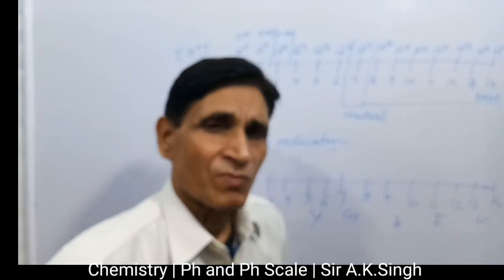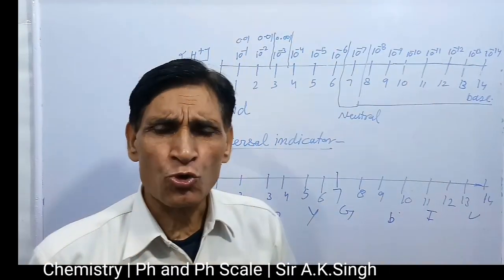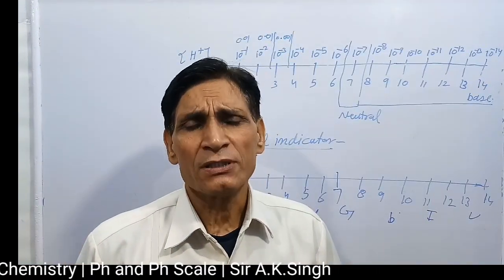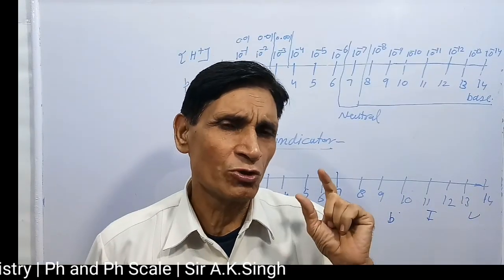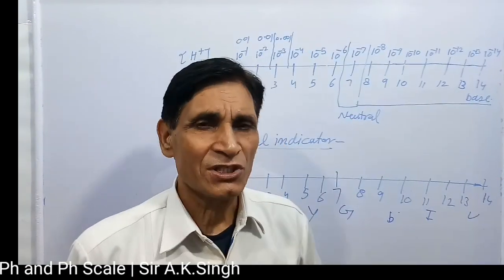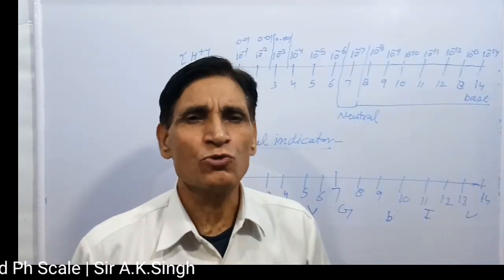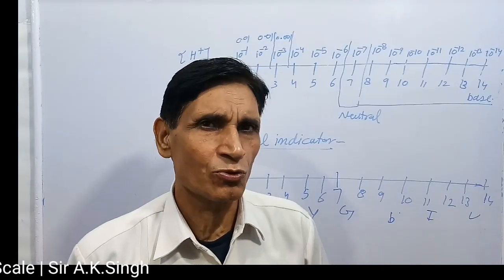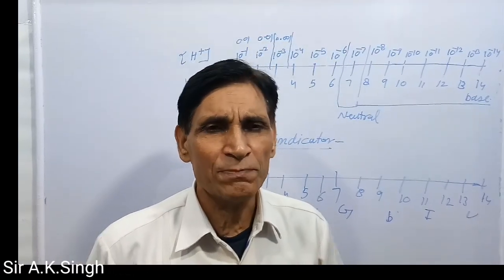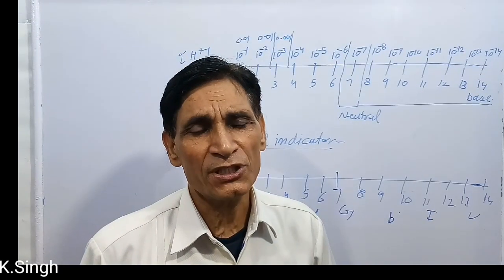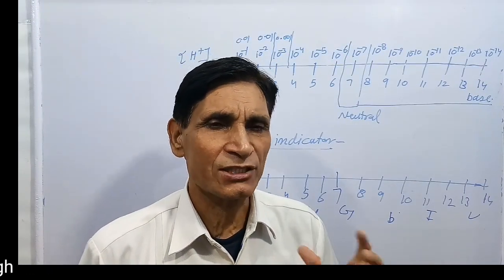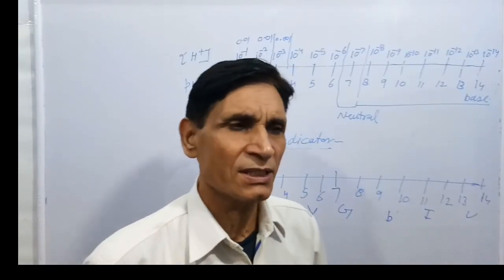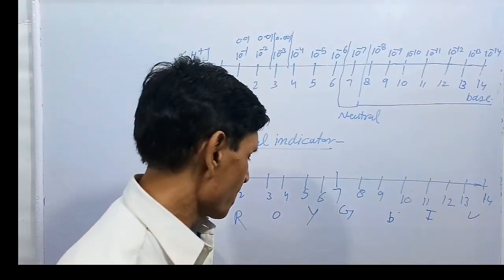pH paper. A paper strip soaked or impregnated with universal indicator is called pH paper. It is used for measuring the pH of a solution. For a more accurate value of pH of a solution, a pH meter is used. This is an electronic instrument used for measuring the more accurate value of pH.